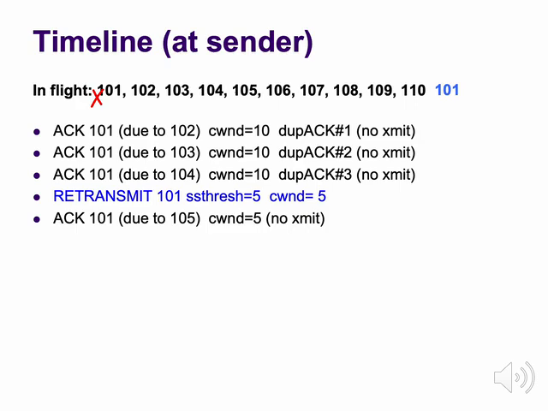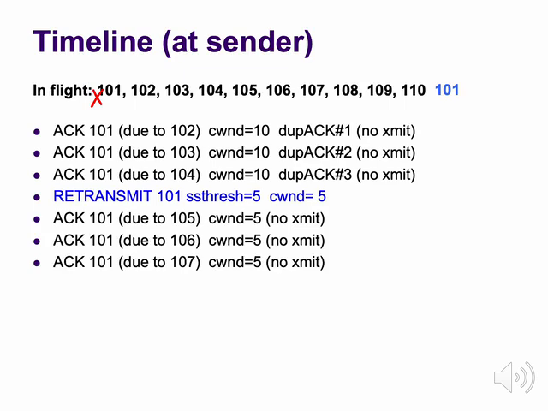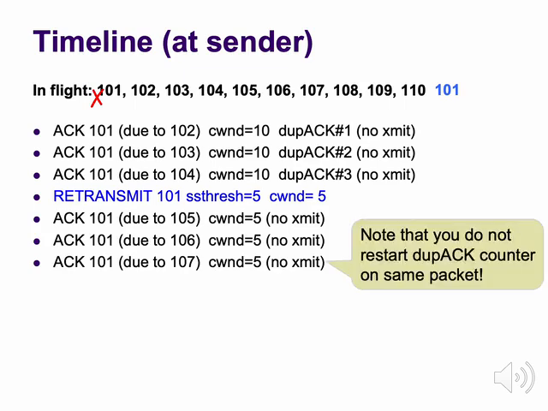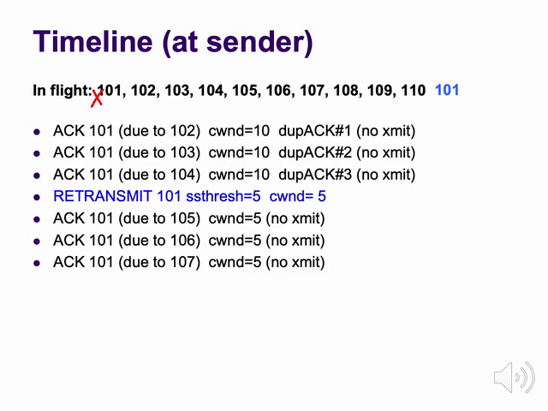What happens next is the sender receives another ACK 101, this time due to packet 105, but it doesn't transmit. It can't transmit. It has a cwnd of 5 and it has more than that number of packets outstanding. Same thing due to 106 and 107. I just want to point out that notice we do not restart the dupack counter on the same packet. If you're not going to do fast retransmit a second time, the dupack counter does not get reset. You only retransmit when you have 3 dupacks. So if you actually lost the same packet twice, you would be falling back to a timeout to retransmit it. We did not restart the dupack counter, so we're going to keep going.